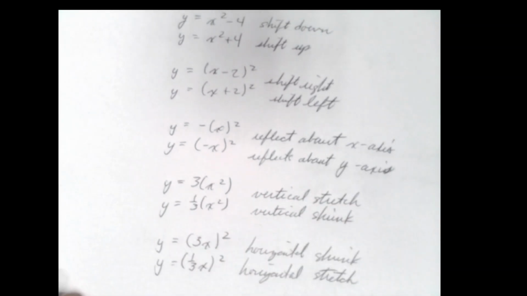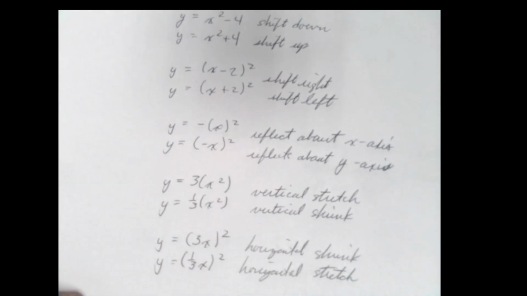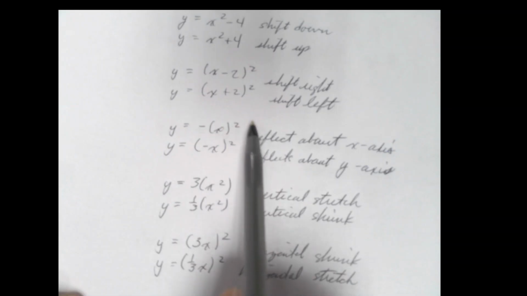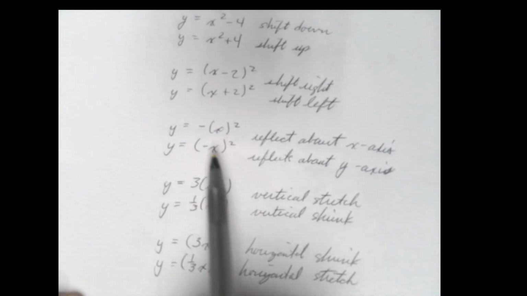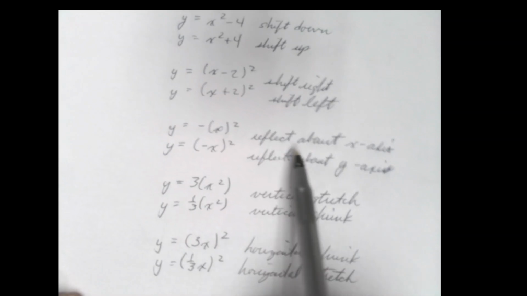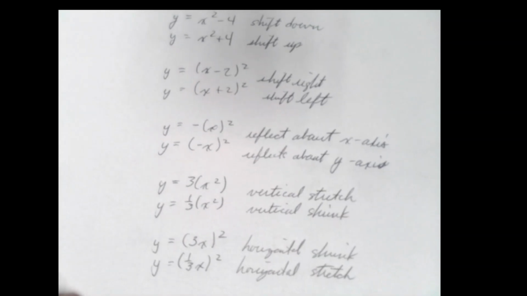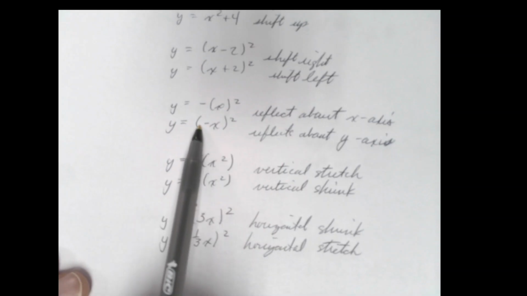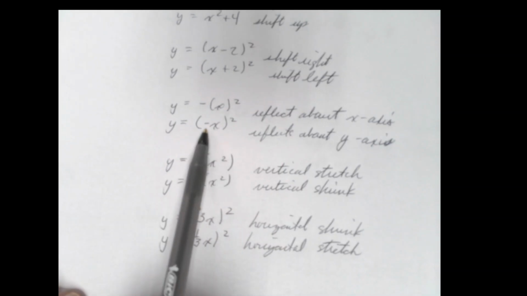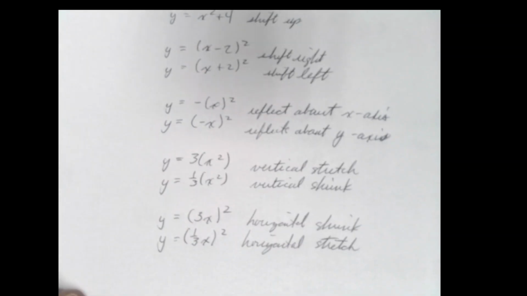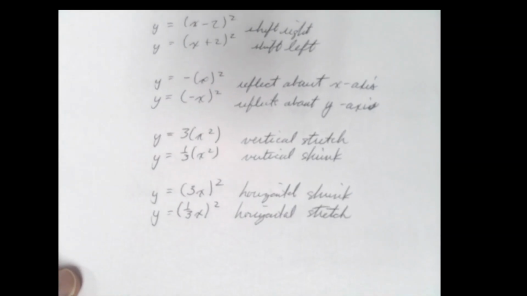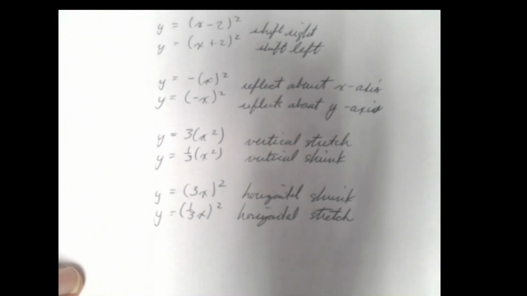All right, so here's the next thing. What about a negative sign? Well, if the negative sign is outside the parentheses, in other words, the whole y value has a negative sign, it's reflected about the x-axis. But if the negative sign is in front of the x itself, it's reflected about the y-axis.